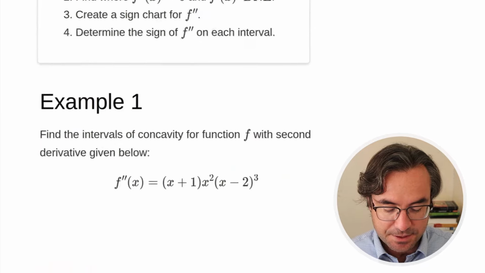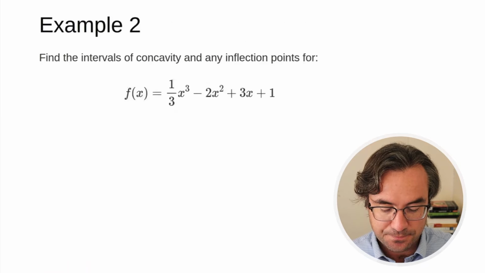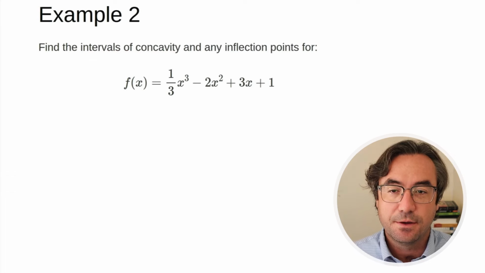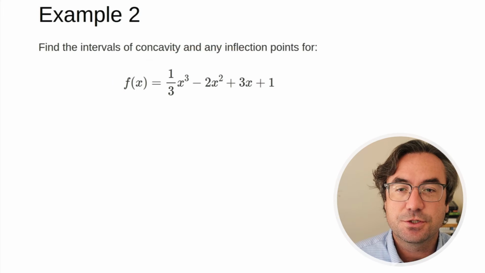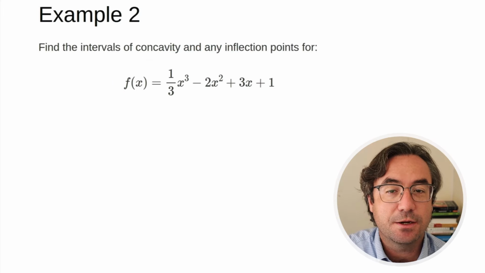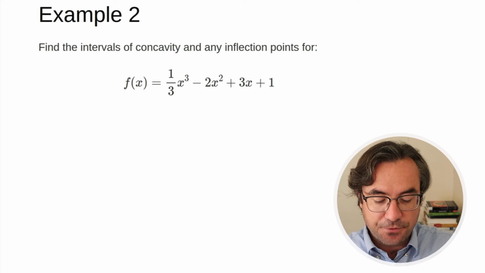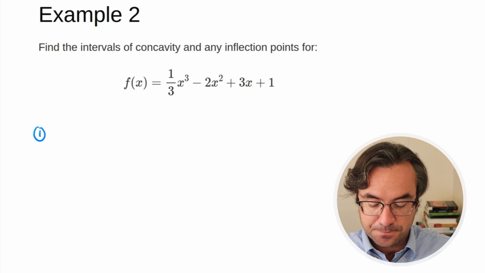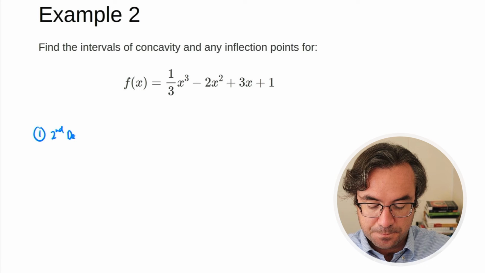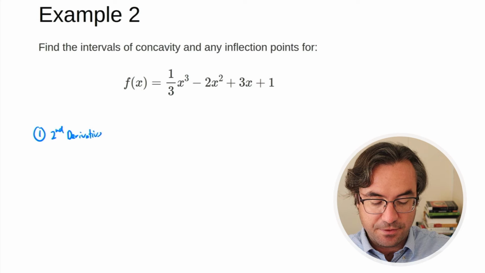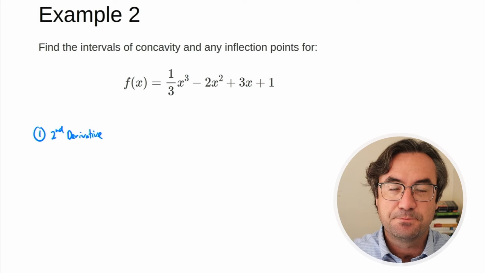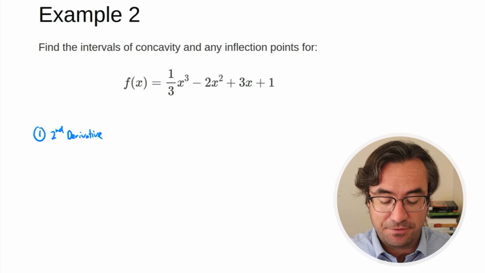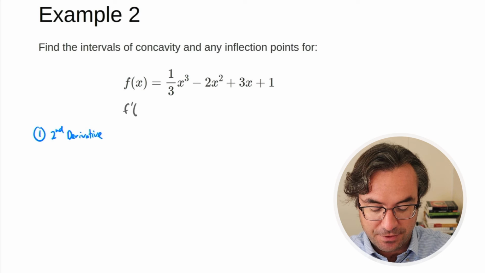So let's try an example. Let's look at example 2. And I just want to start with finding the intervals of concavity for this function. So we have this function 1/3 x cubed minus 2x squared plus 3x plus 1. So the first step is we've got to figure out the second derivative. We'll call it f double prime, but before we get to f double prime, we need the first derivative. So let's get the first derivative, and then we'll get our second derivative.